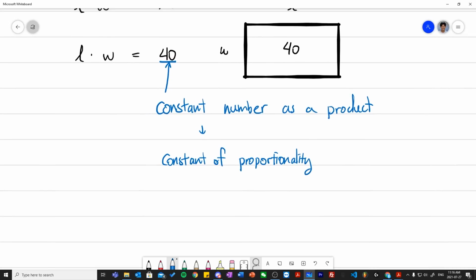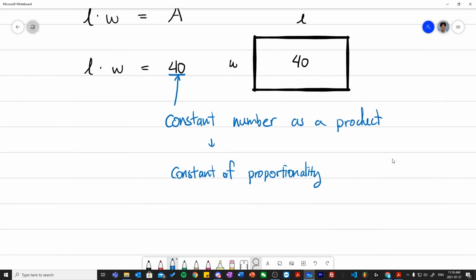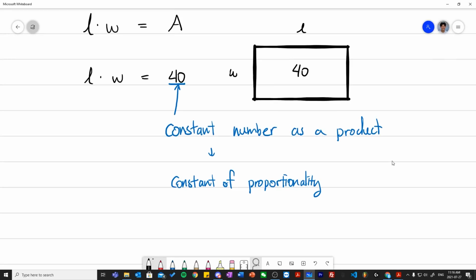And to exemplify this further, let's say, okay, I'll just rewrite this so it's not messy. Oops, someone left. So let's say we multiply the length by 2. What must we do to the width in order to have it still be 40?